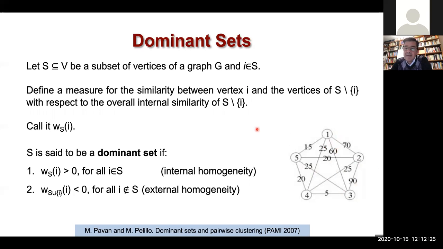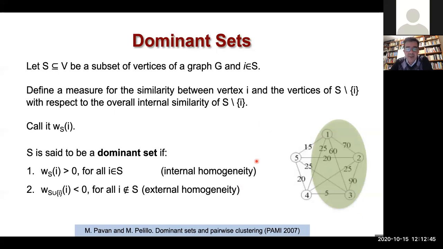These are the similarities between the vertices, and this is a dominant set. You can see that the internal similarity of 1, 2, and 3 is pretty large. You have 70, 90, and 60. And the similarities of the external nodes are pretty small as compared to the internal set.